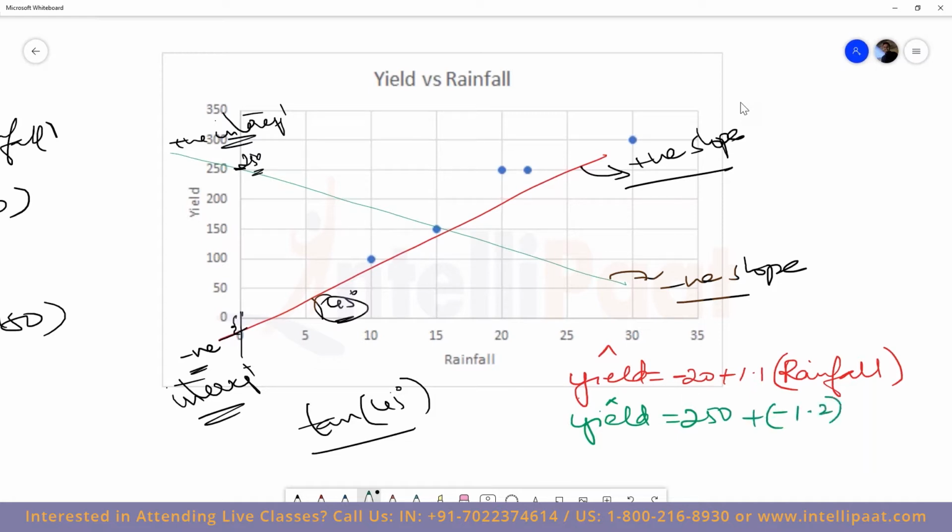If you look at it, it's sloping downwards times your rainfall. So two equations. I'm hypothesizing that these could be the two possible equations. And I am saying that out of these two, the red one should have the lower MSE. And let's actually go ahead and simply prove it.